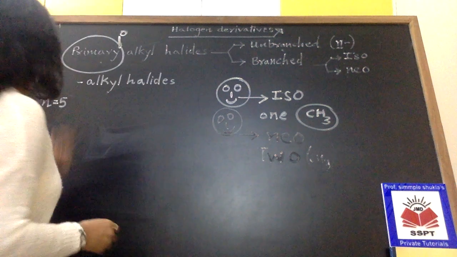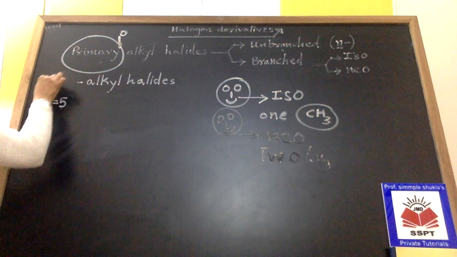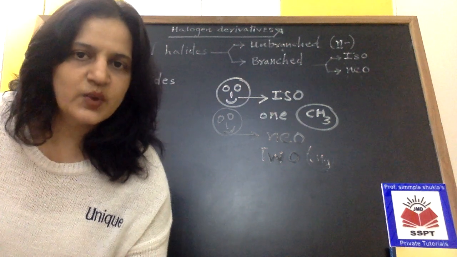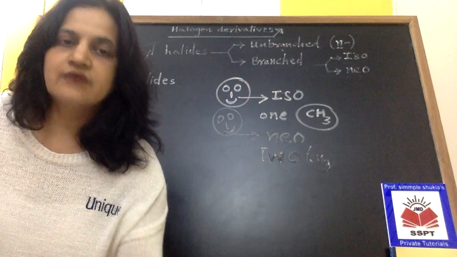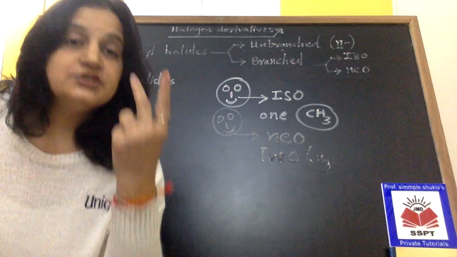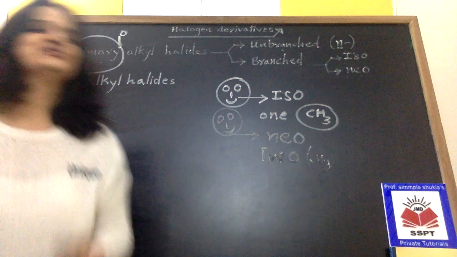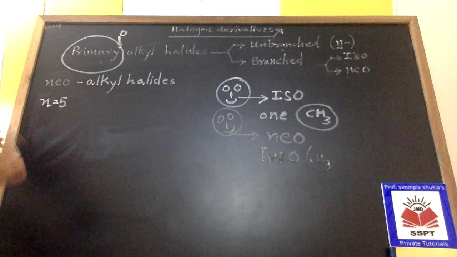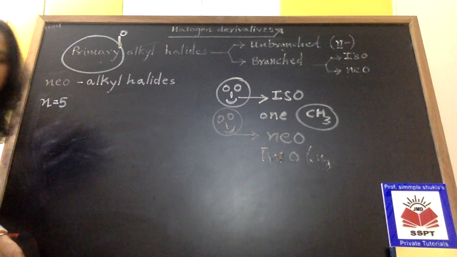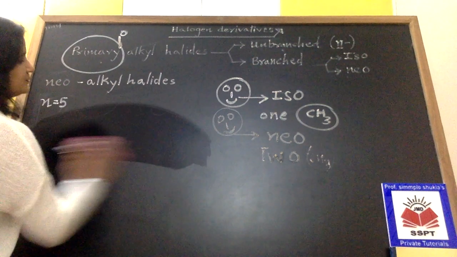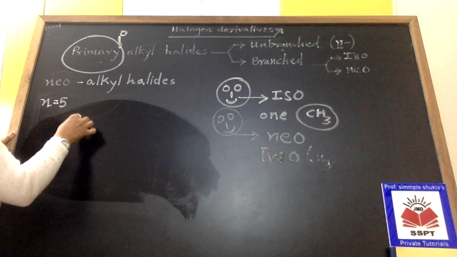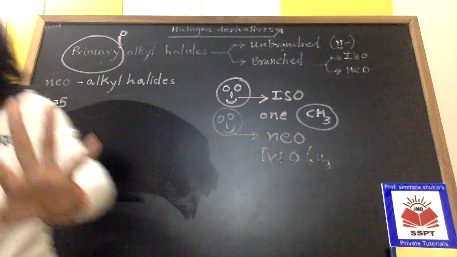Okay, now back to this. Neo-alkyl halides will have two methyl branches. What I said, umbrella is methyl. Neo will have two methyl branches on the second last carbon from the functional group. So we keep 5 carbons only, we do not change the number of carbons.